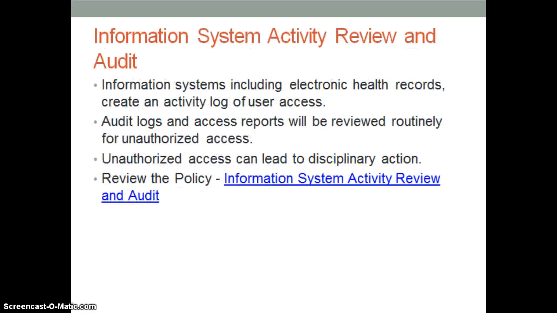Information System Activity Review and Audit. Pretty much this is just explaining how every system, especially our electronic health records, creates an activity log of user access, which can be down to the second. Audit logs and access reports are routinely reviewed by authorized users, and they're looking for unauthorized access. If there is unauthorized access, this can lead to disciplinary action. And this is really just to protect our systems, to make sure that users are using records appropriately. And again, you can review the policy here.